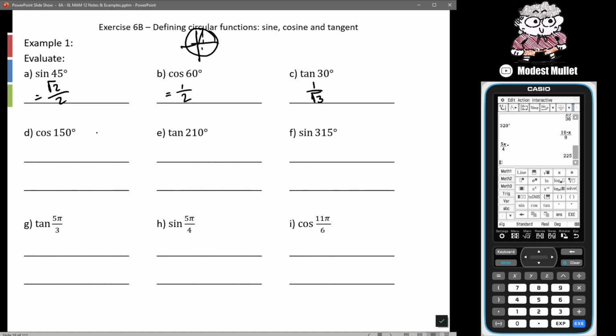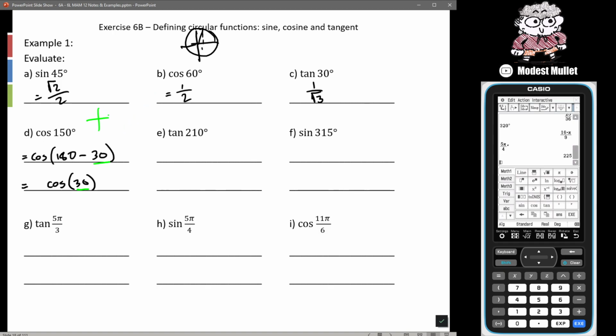Cos 150, we know that's in the second quadrant. So I'm going to try and rewrite that as cos of 180, take away something. And it's obvious that that something is equal to 30 degrees. Now, since I've written it as that, I can say that's the same as cos of 30 degrees or something. And then I just need to think, was my original quadrant, cos of 150, is that positive or negative?